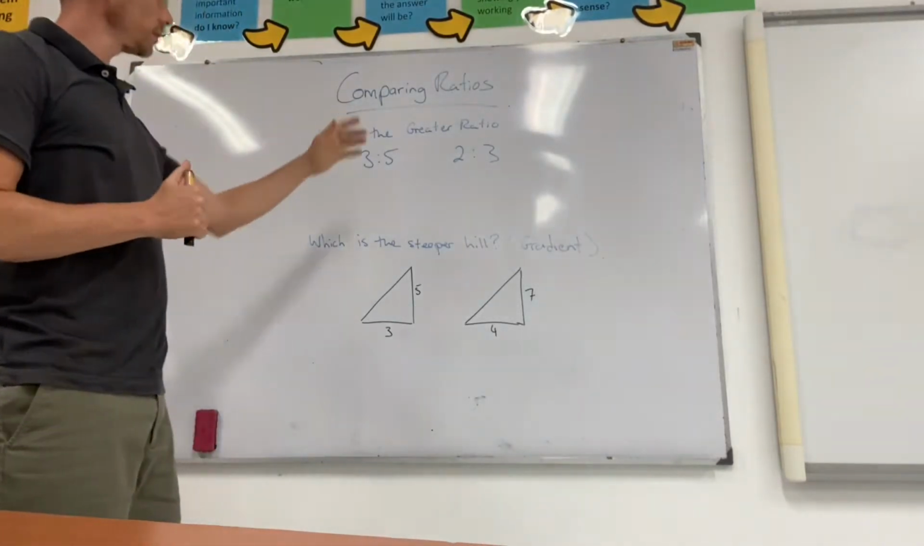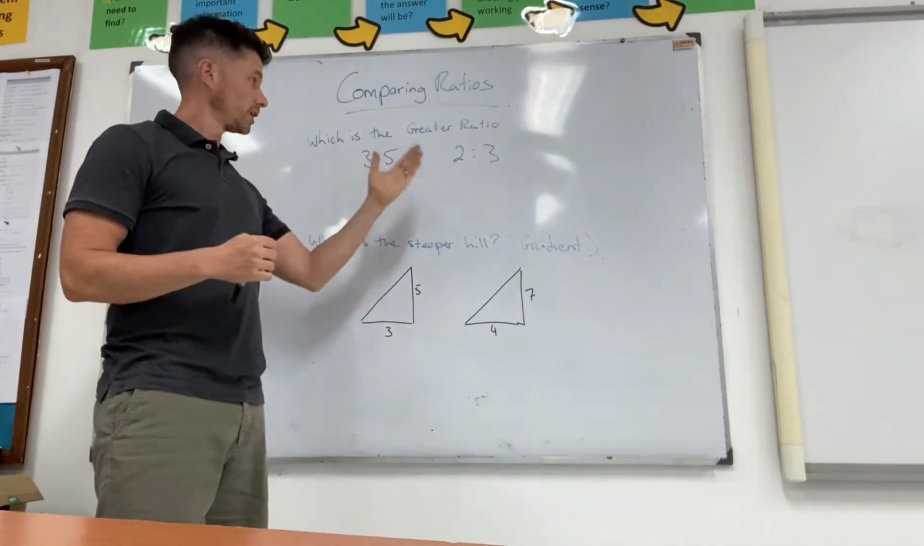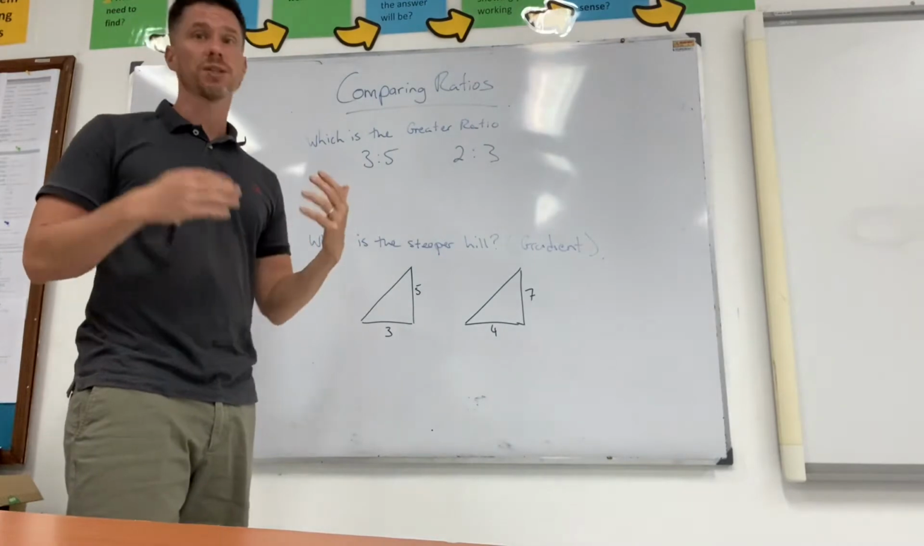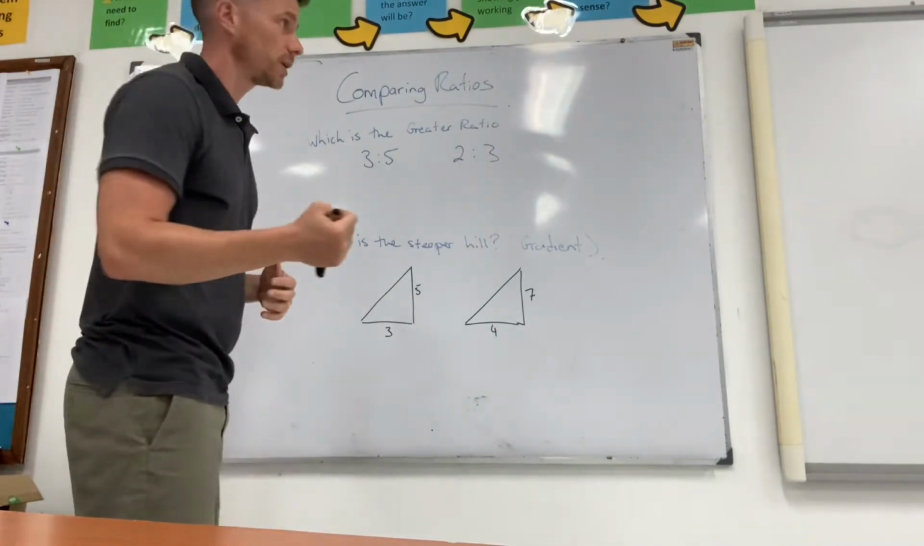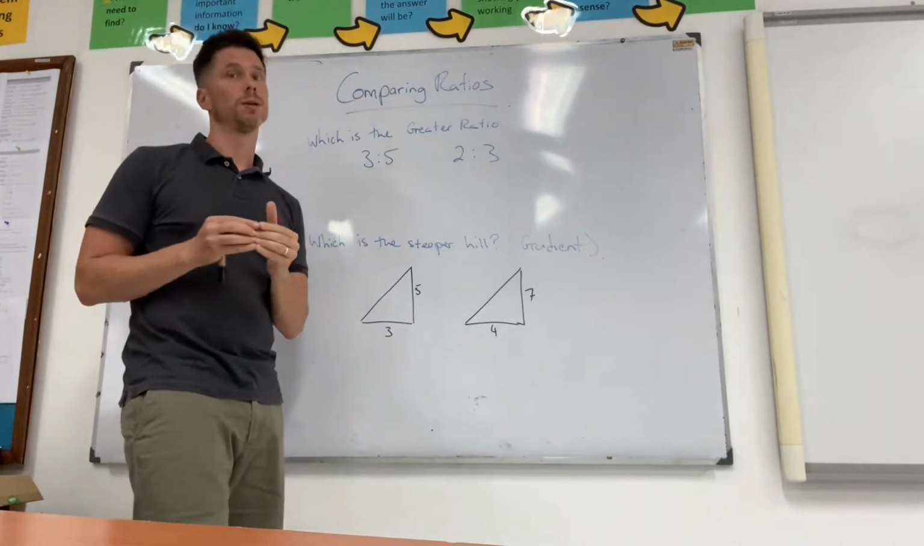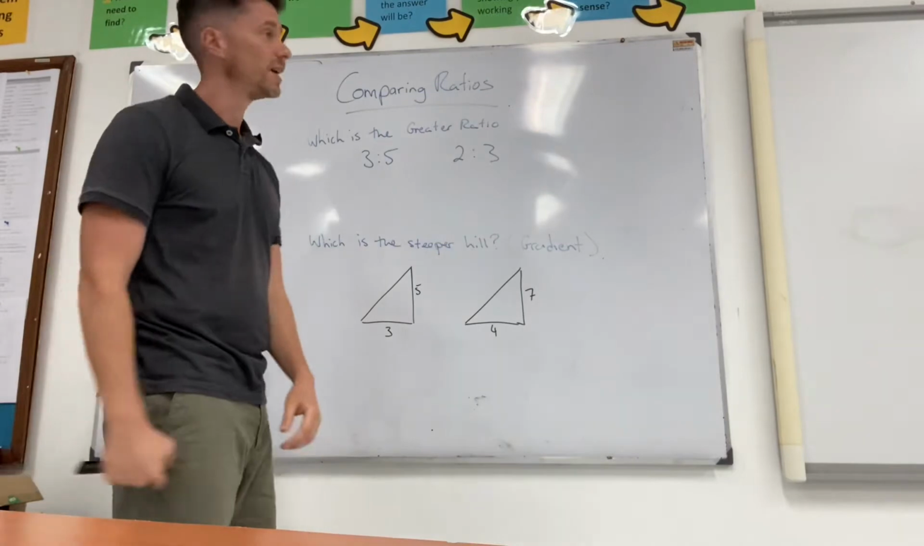Okay, so let's look at comparing ratios. When we're looking at two ratios, if they're not in proportion to each other, one must be bigger or smaller than the other. Remember, if they're proportional, they're equal. You can compare them as fractions, and once again, we're going to compare them as fractions.